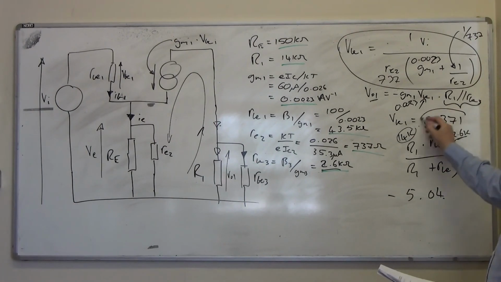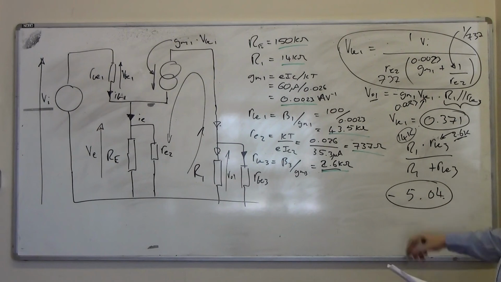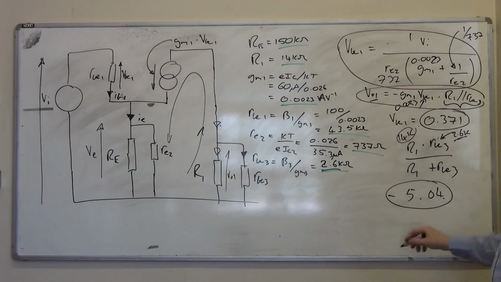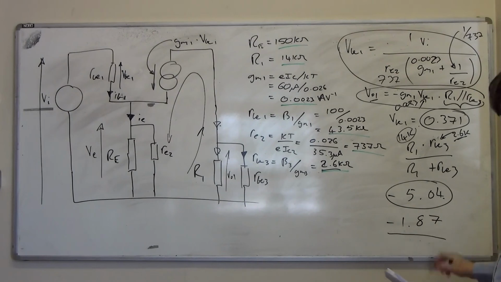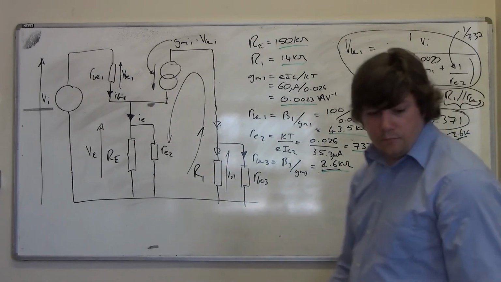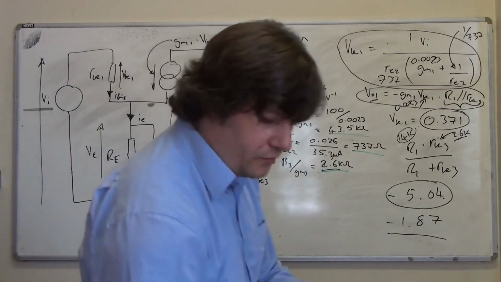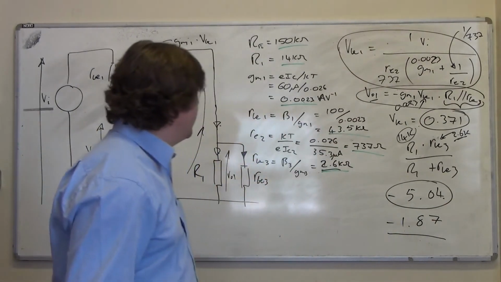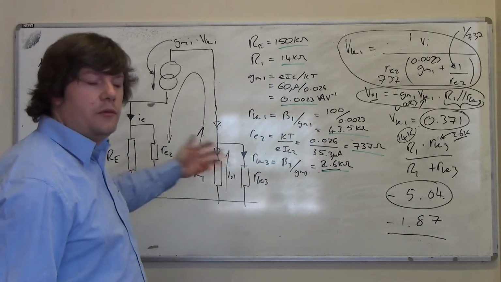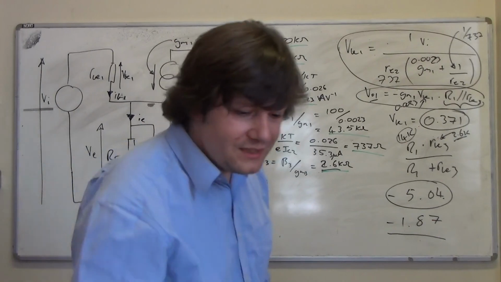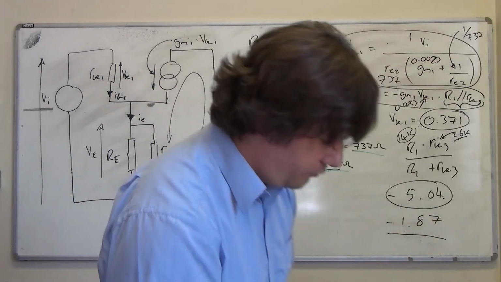And then you would combine that number and that number together, subbing this into this equation here. And the total answer is minus 1.87, or thereabouts. As I say, the exact numbers aren't really of any consequence. It's the question of how you arrive at the solution. It's the method that's key. Right.